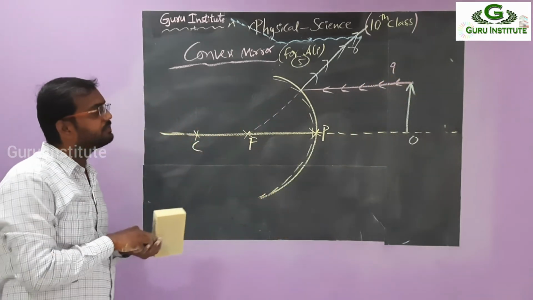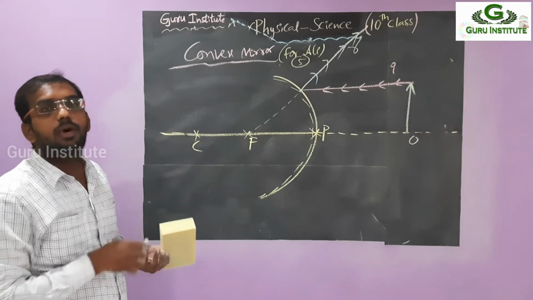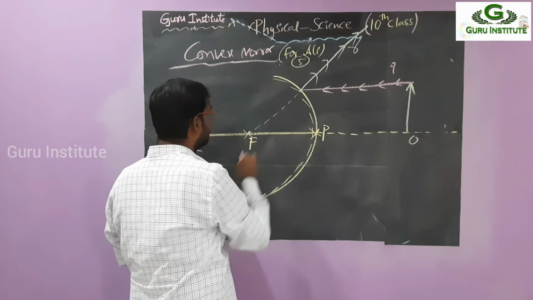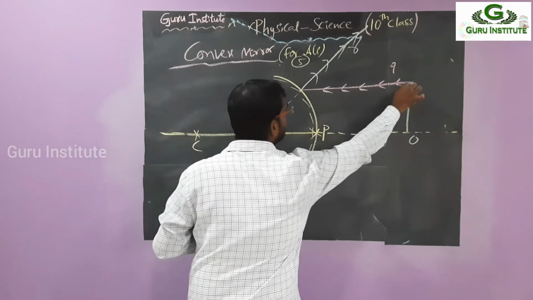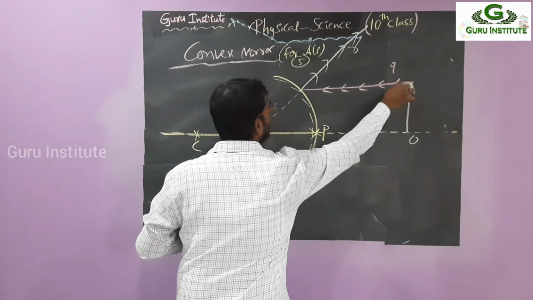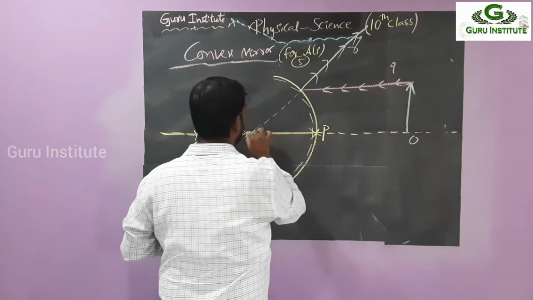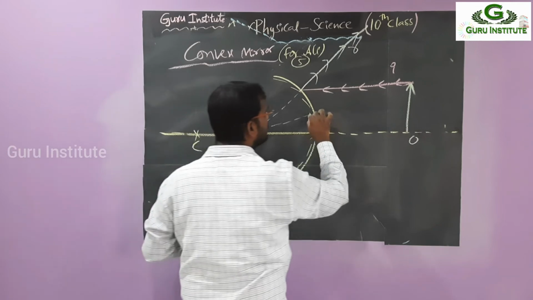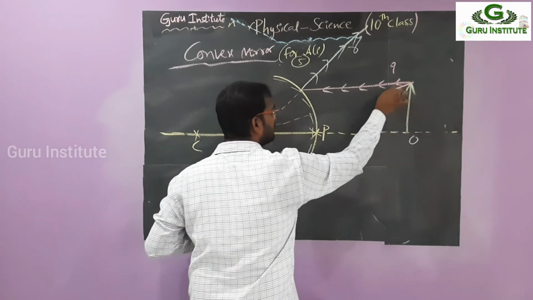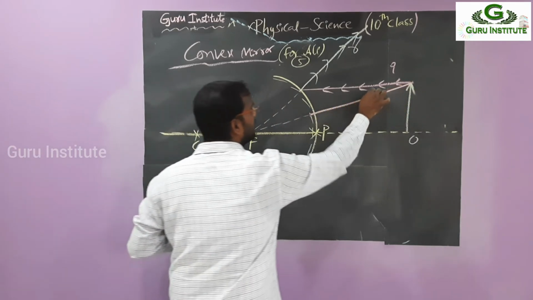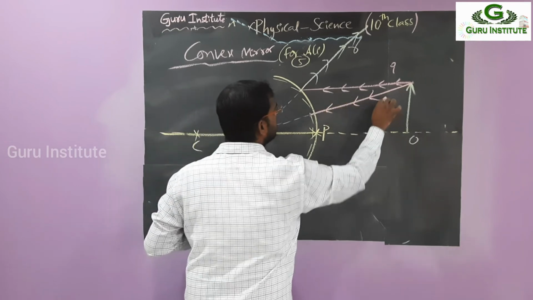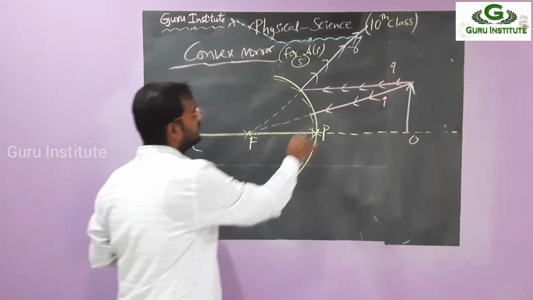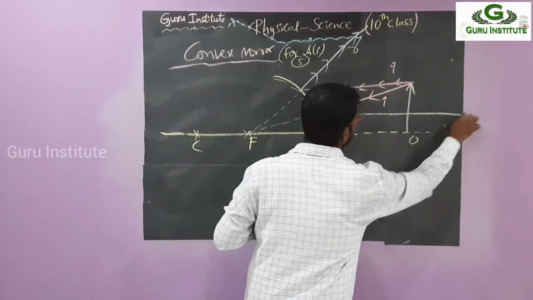Then what is the second one? A ray passing through the focus. This is the focus. Extend this one up to here. So this is the extension. A ray directed towards the focus comes to here and falls on the mirror. Then, after passing through the focus, what happens? It becomes parallel to the principal axis, so it is returned back.